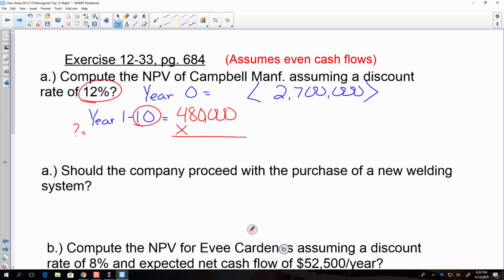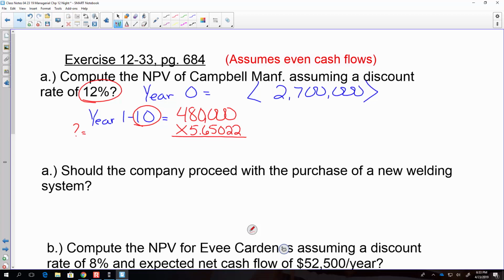So Tiffany, what column do I go to? I go to column 12%. What row? 10. And what is the discount factor for that 10? 5.65022. Perfect. Does everybody see that number? 5.65022. This is where, again, it may be beneficial to have a ruler to be sure you're on the correct row. You can be off one row and then that's going to change your answer.